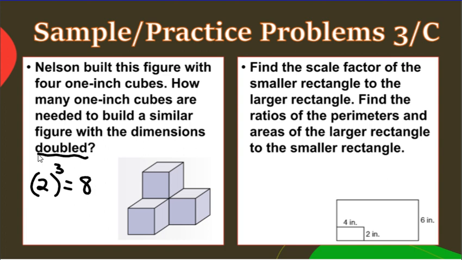So our dimensions would increase by 8, so that means it's 8 times as many cubes that are needed to build a similar figure. We double the dimensions as shown. So we would take our 4 cubes that we have, multiplied by 8 because it's 8 times as many. That would give us a total of 32 cubes.